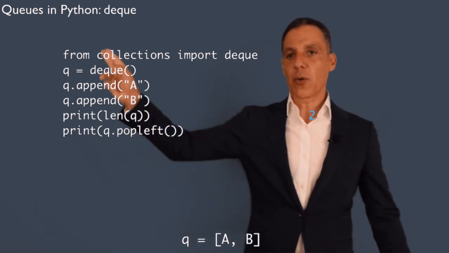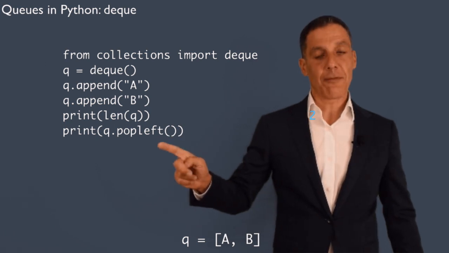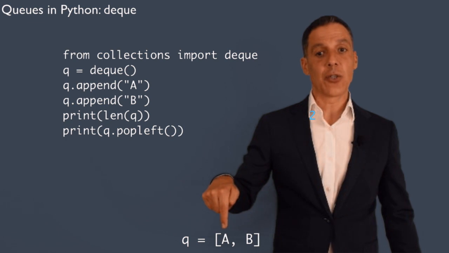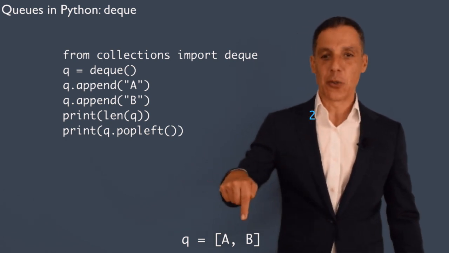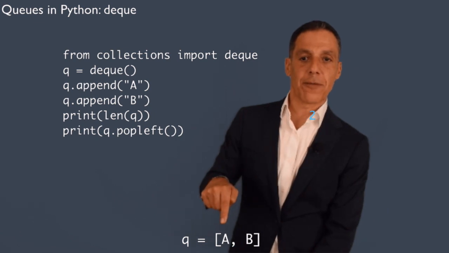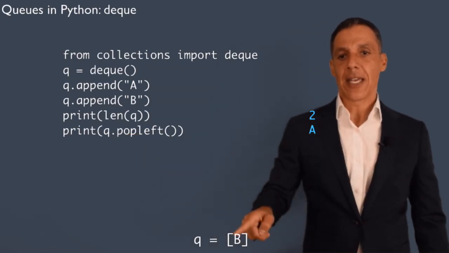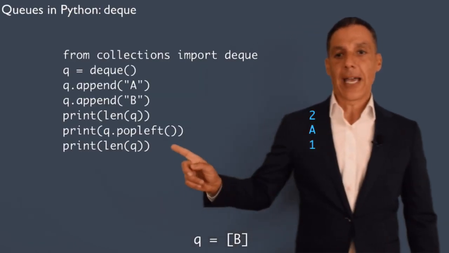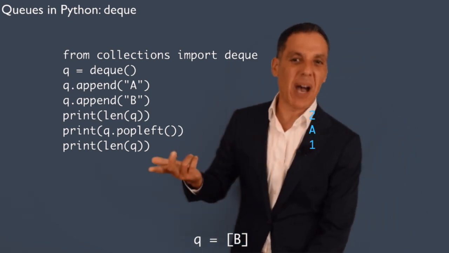So queue, of course, is the queue. I've appended 2 things on it. So when I pop left, I call the function associated with this deque, which will treat the variable Q as a queue, and it will remove the first thing and hand it back, print it, of course. So there's the A, and then what's left is a single element. Of course, if I ask for the length of the queue, there's only 1 element left because I had 2 and I popped 1 off.